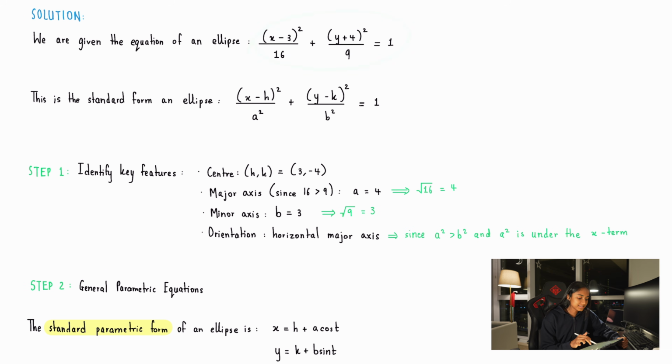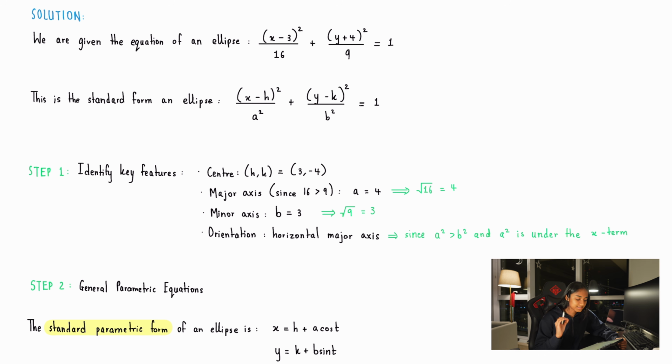We notice that it is basically looking just like the standard form. So a squared is equal to 16, so therefore a is equal to 4. b squared is equal to 9, therefore b is equal to 3. Okay? The first thing that we are going to do, besides identify the fact that it is an ellipse, we are going to identify the key features.